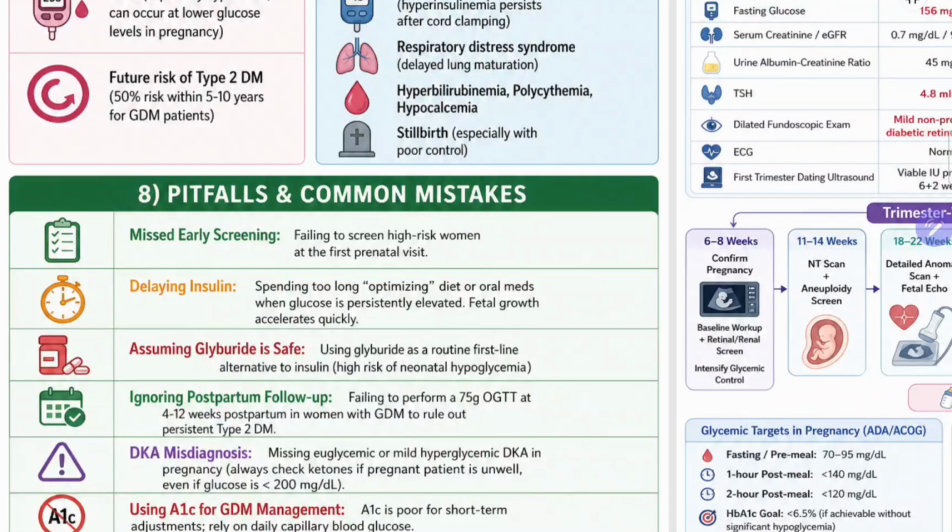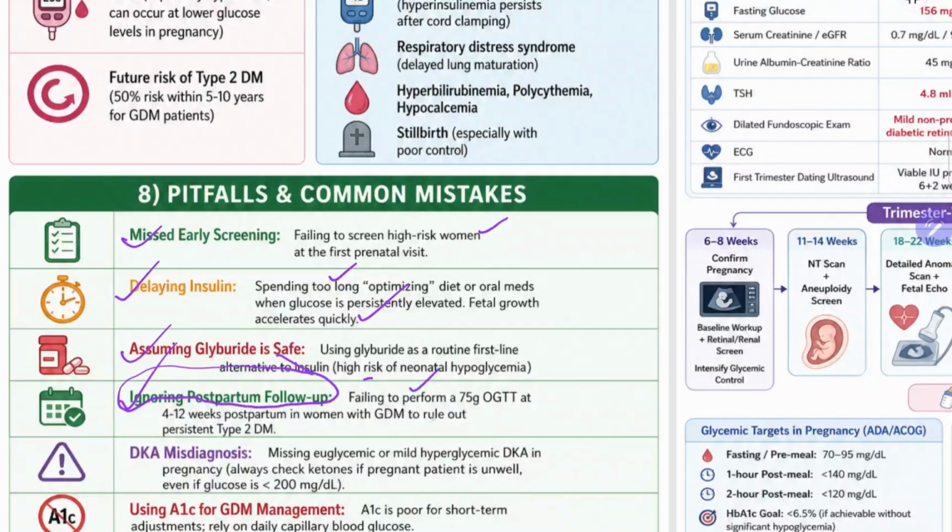So what are the pitfalls and common mistakes we make? Missed early screening, failing to screen high risk women at the first prenatal visit. Delaying insulin, spending too long optimizing diet or oral medications when glucose is persistently elevated, while fetal growth accelerates quickly. So you should not delay insulin. Assuming that glibenclamide is safe, that is a pitfall. Ignoring postpartum follow-up, this is very important. We should not ignore postpartum follow-up.